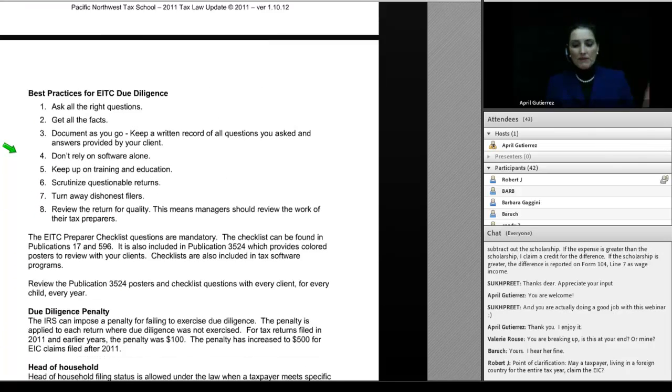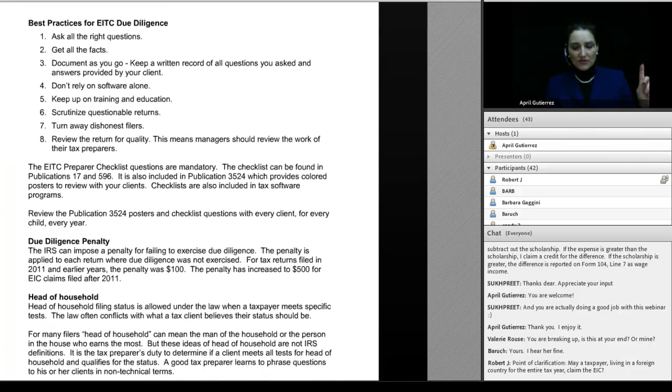Okay, so best practices for due diligence. Ask all the right questions. Get all the facts. Document as you go. That is, keep a written record of all questions you asked and the answers provided by your client. Don't rely on tax software alone. Keep up on training and education. Scrutinize questionable returns. Turn away dishonest filers.